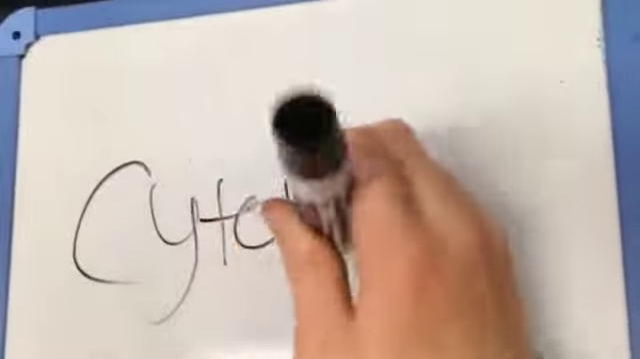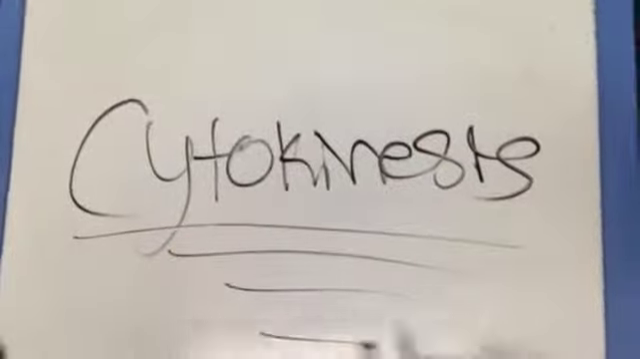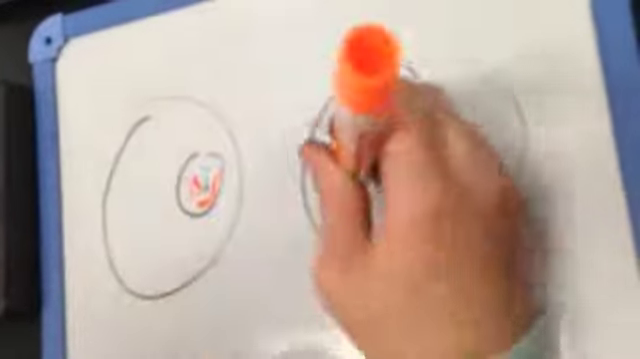Mitosis ends when cytokinesis occurs. This is when the cytoplasm is divided between the 2 new daughter cells. These 2 daughter cells are genetically identical.